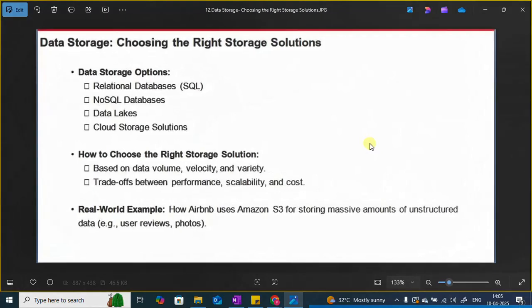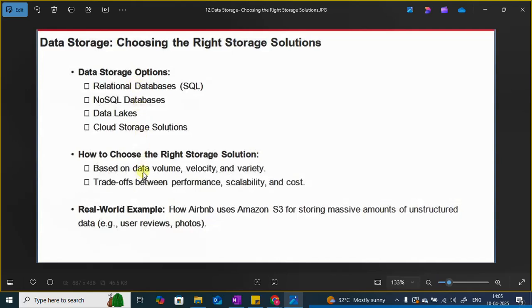Now, data storage, choosing the right storage solution. As I told you, as part of the storage, we can use either a database, data lake, or file system. Coming to database, there are two types: either a relational database or RDBMS, or a NoSQL database, or cloud storage also. Based upon our requirement, we can choose different kinds of data storage.